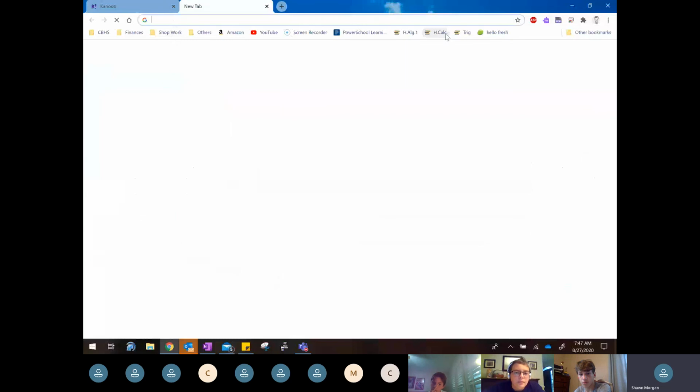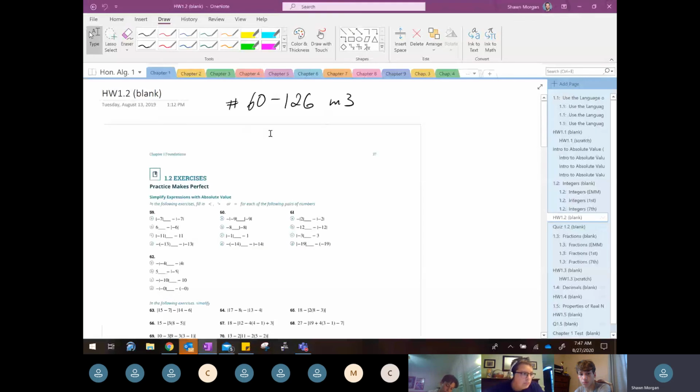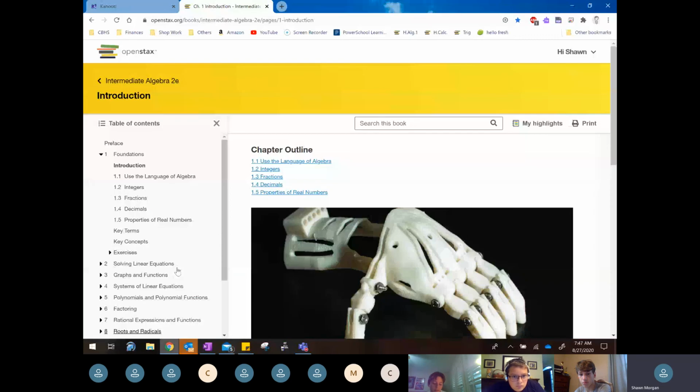Okay, so this textbook operates just like a normal book where there's a table of contents. And so this section 1.2, if you just scroll down to the end of that section, that's where those problems will be. And the numbers that I gave you guys, you would just jot those down in your agenda or your assignments folder. Like say, okay, 60 through 126 multiples of 3. And then as you're accessing, you don't have to go through Teams or anything.